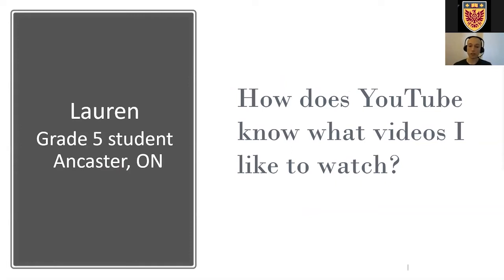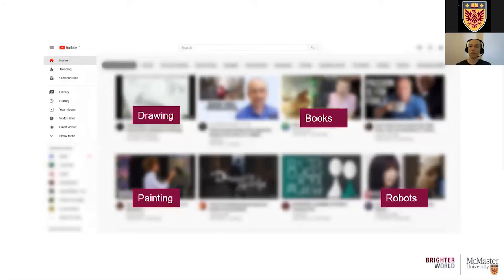So the second question from Lauren: how does YouTube know what videos I like to watch? I really like this question because I use YouTube all the time. So actually, to answer this question, I took a screen share of my own YouTube recommendations. Lately, I have been trying to learn how to draw and how to paint. I've been reading books, and to do some research for this talk right here, I've been looking up robots. And if you look at my recommendations, you're going to see exactly that, the things that YouTube thinks are good for me. And so how does it do that?